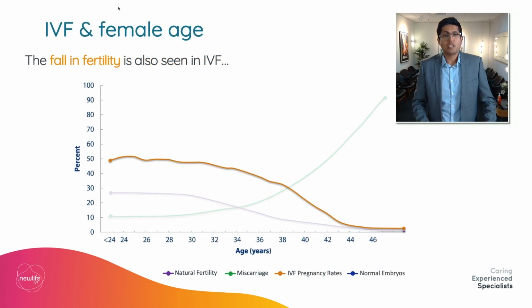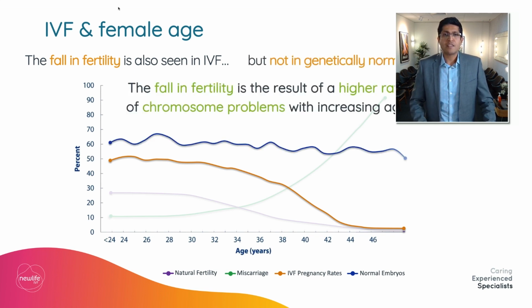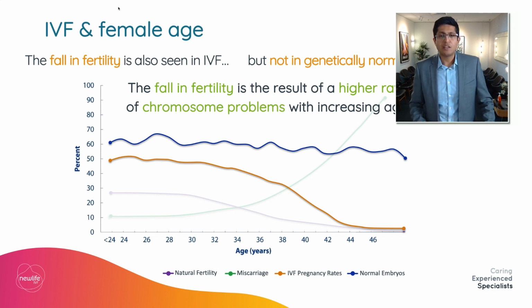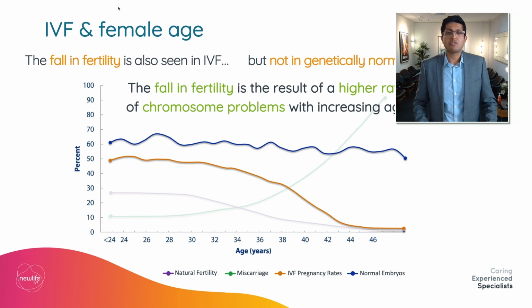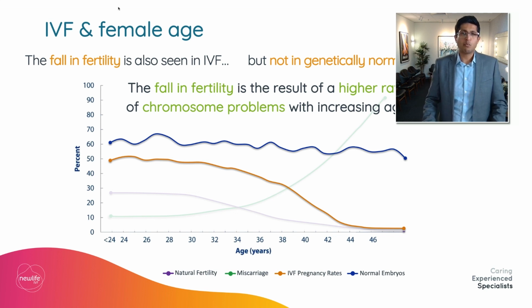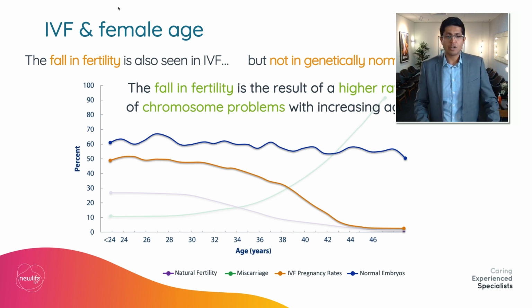That fall in fertility is exactly mirrored in IVF, albeit with a more steep slope at the end of the 30s and into the 40s. And the fall in fertility is driven by the abnormal chromosomes in the embryos, with increasing frequency with increasing age. The blue line is to demonstrate that once you do find within a batch of embryos a normal one, we do get very good pregnancy rates. It's just that the proportion that we find in the older age groups, or above the age of 40, diminishes quite rapidly.